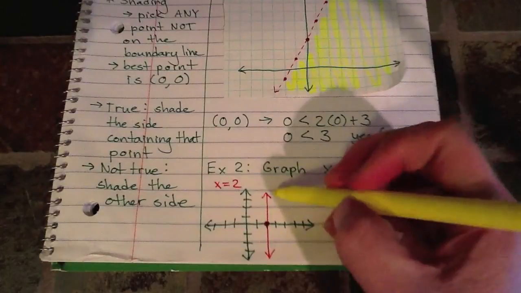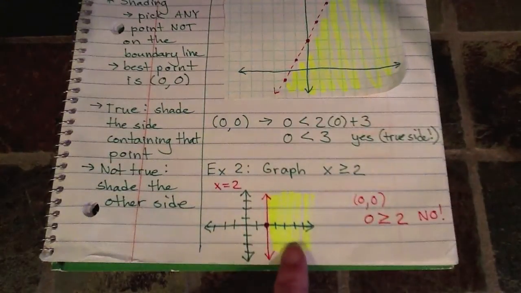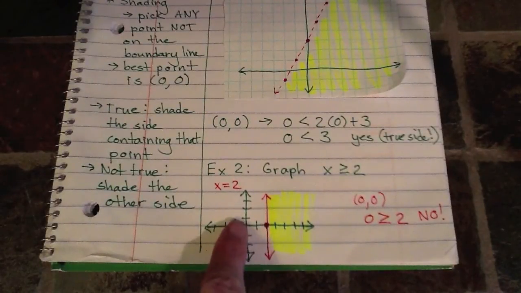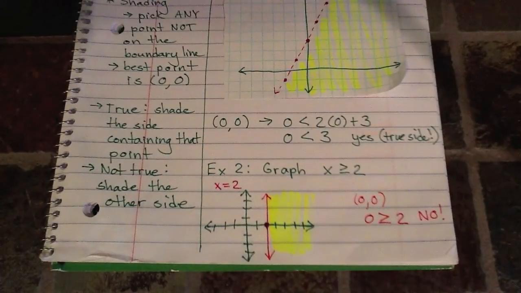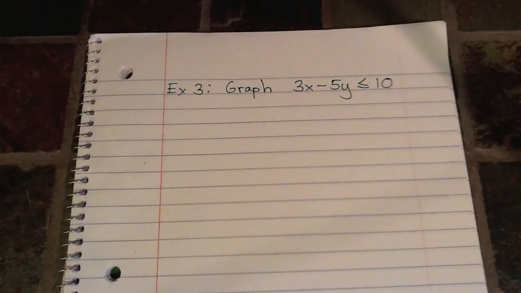You can try it now if you want to, otherwise you can just believe that if this is my no side, that's my yes side. And it's no because when I plugged in the point 0, 0, which falls there, that was not true. So everything on this side is not true, everything on this side is true. Alright, here's example 3. Write this down and then we'll go through it.